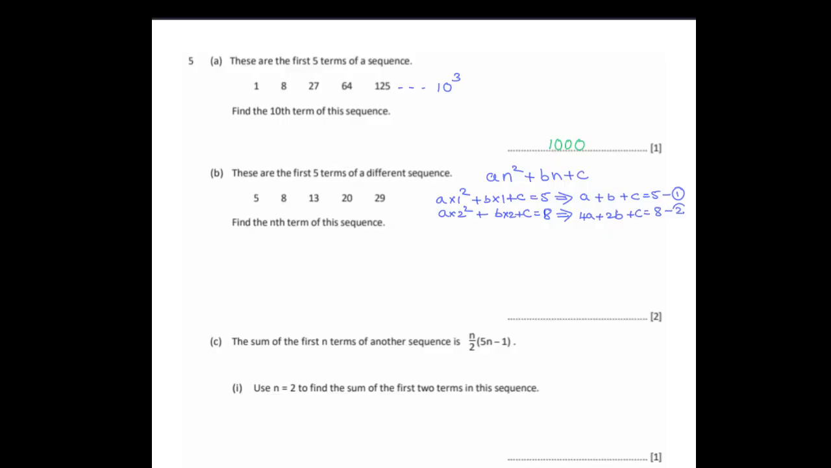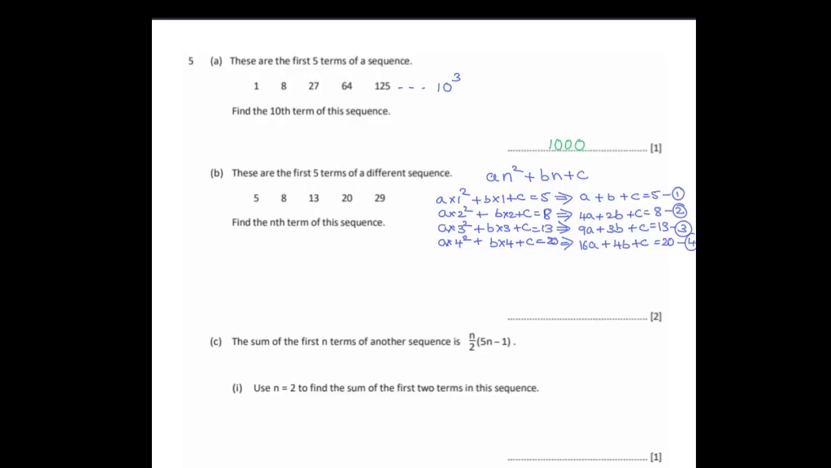This is equation 2. Same way, taking n as 3, a into 3 square plus b into 3 plus c is equal to 13. This is 9a plus 3b plus c is equal to 13. Equation 3. Same way, a into 4 square plus b into 4 plus c is equal to 20. That gives 16a plus 4b plus c is equal to 20.